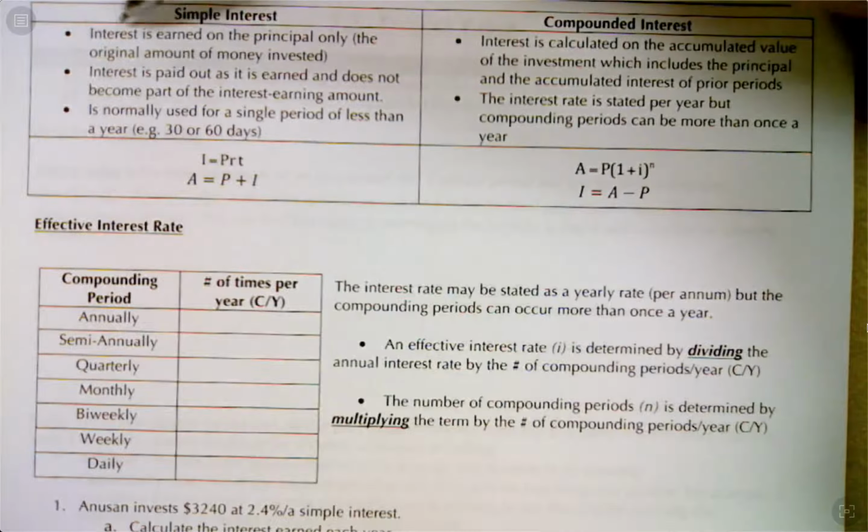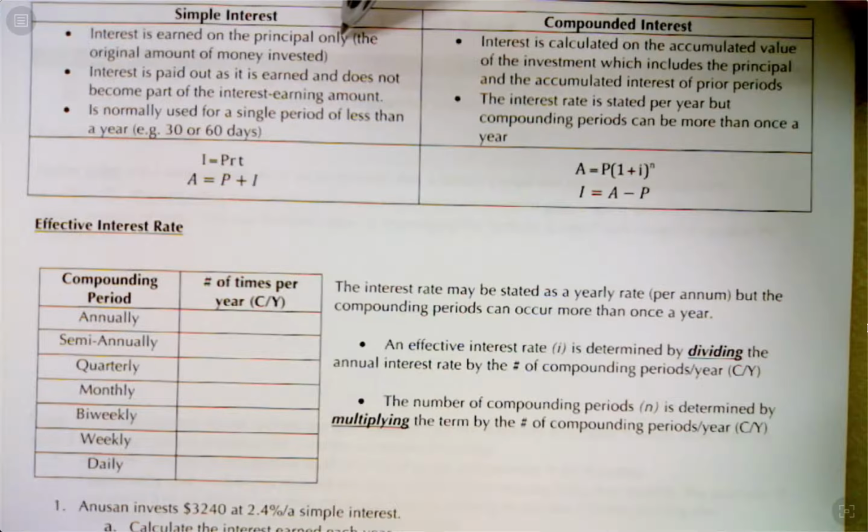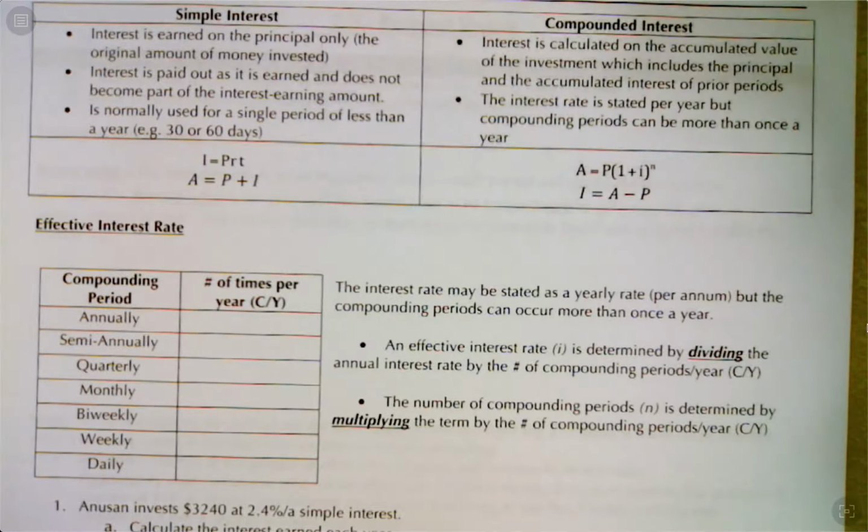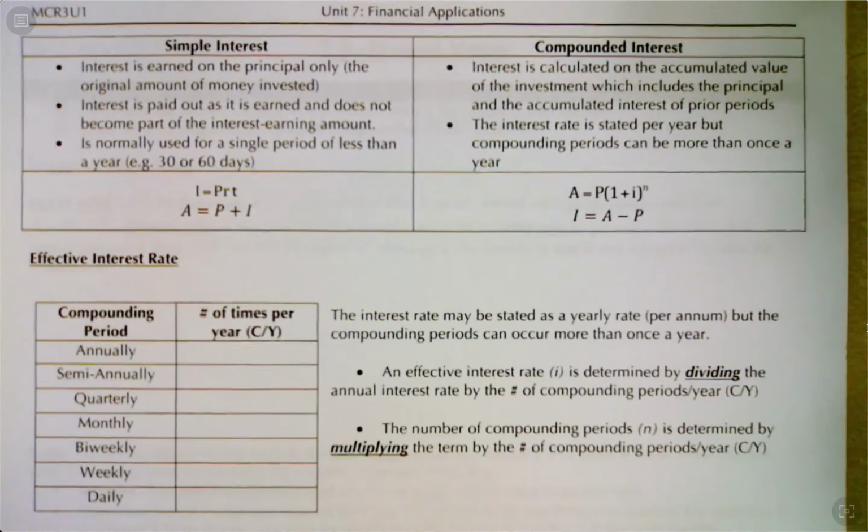Simple interest: interest is earned on the principal only, and you get that same amount of money every year. Interest is paid out as it is earned and does not become part of the interest earning amount. So basically you get $50 every year given to you, and it doesn't factor into the calculation of interest in future years. It is normally used for a single period of less than a year, usually for short-term investment, but I illustrated the example otherwise on the other page. And here are the two equations.